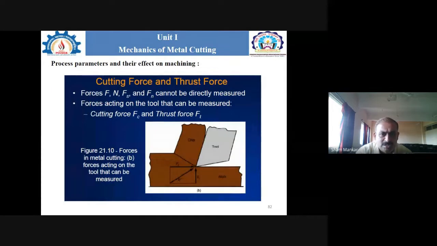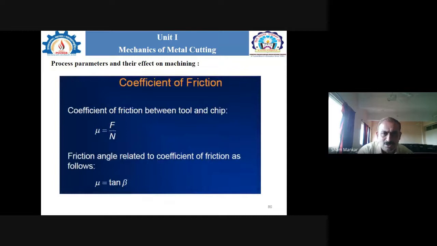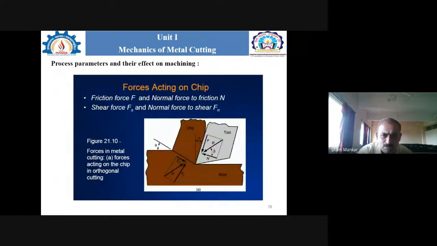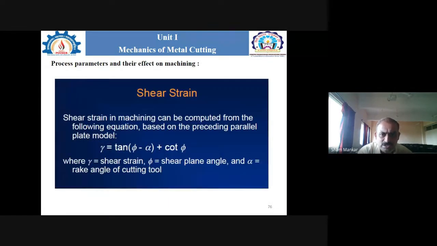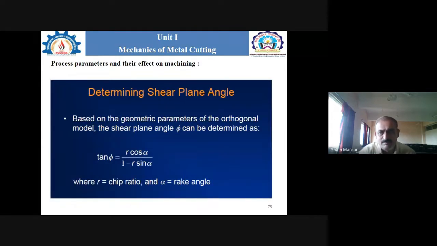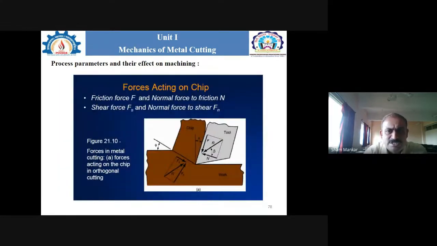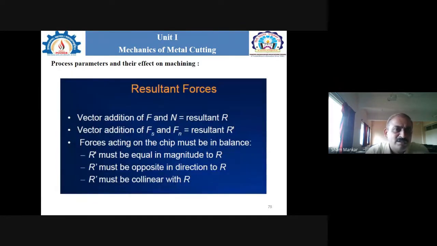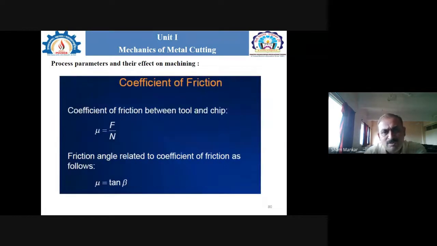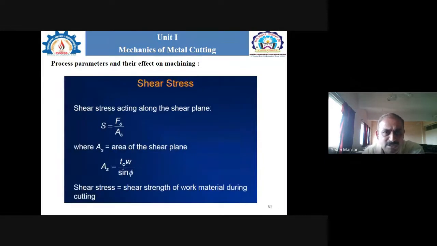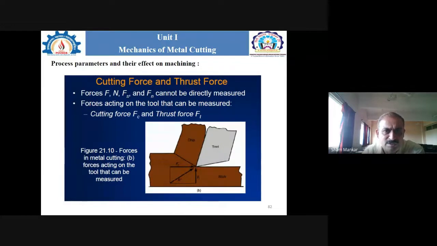So these are the points related to shear stress, coefficient of friction, resultant force, forces acting on the chip, shear strain, and the shear plane angle. These are some important points that we can consider apart from speed, feed, depth of cut, and tool life, which play an important role in the machining process. We are going to consider these important process parameters as well.